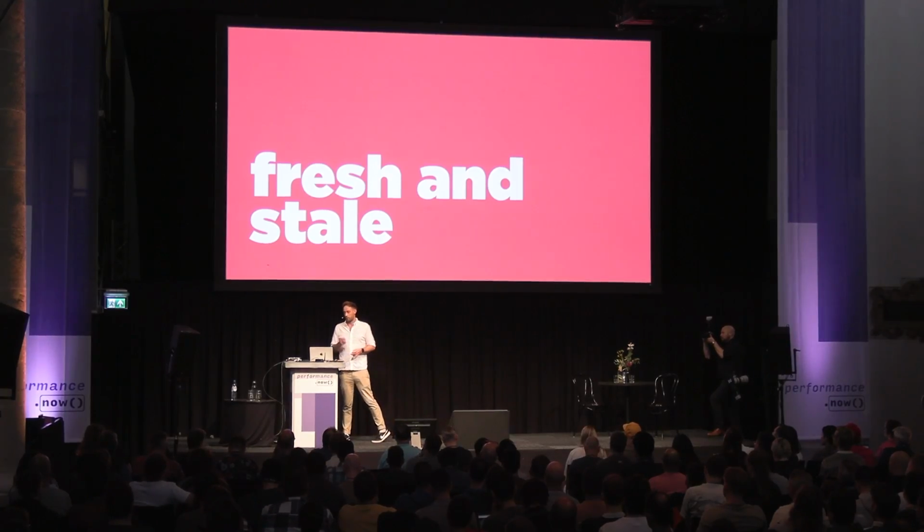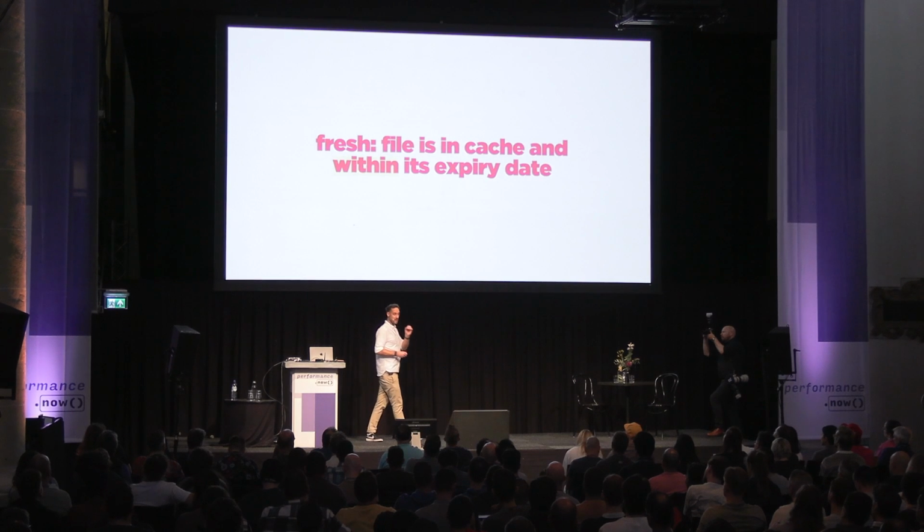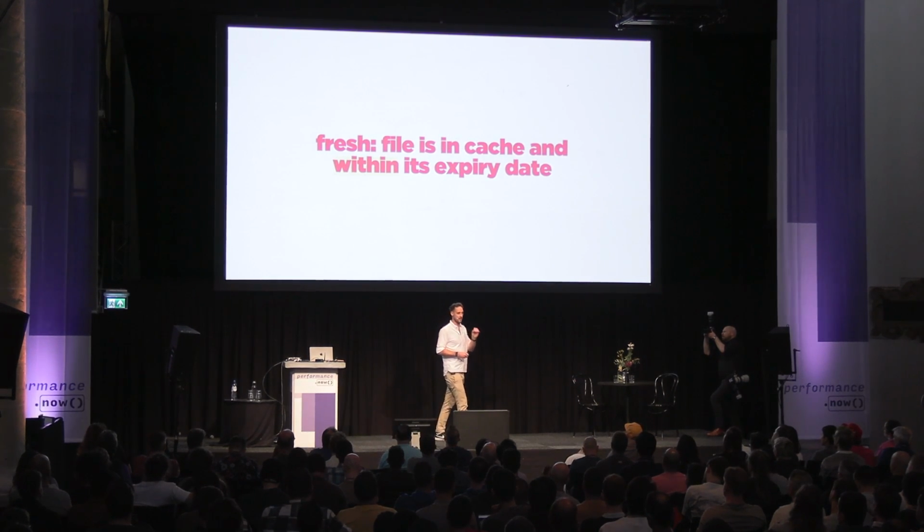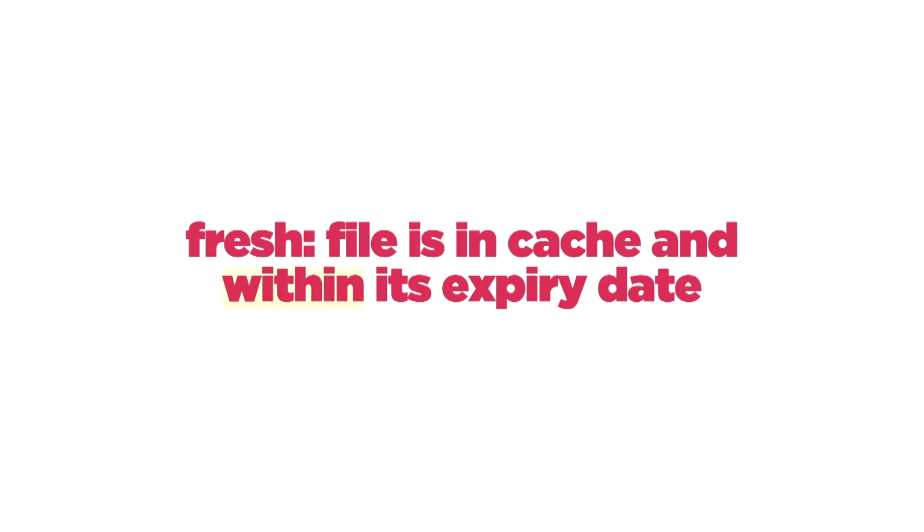That brings me on to fresh and stale, two concepts here. When we talk about files in cache, we split them into two buckets. Fresh is a file that is in browser cache and still within its expiry date. Fresh does not mean it's the most up-to-date version of the file. What fresh means is it's in cache, and as far as the cache is aware, it has the latest version. It might not. The origin server might have an update, but the cache is blind to that. The cache cannot see it, so it will still consider the file fresh if its expiry is still in date.